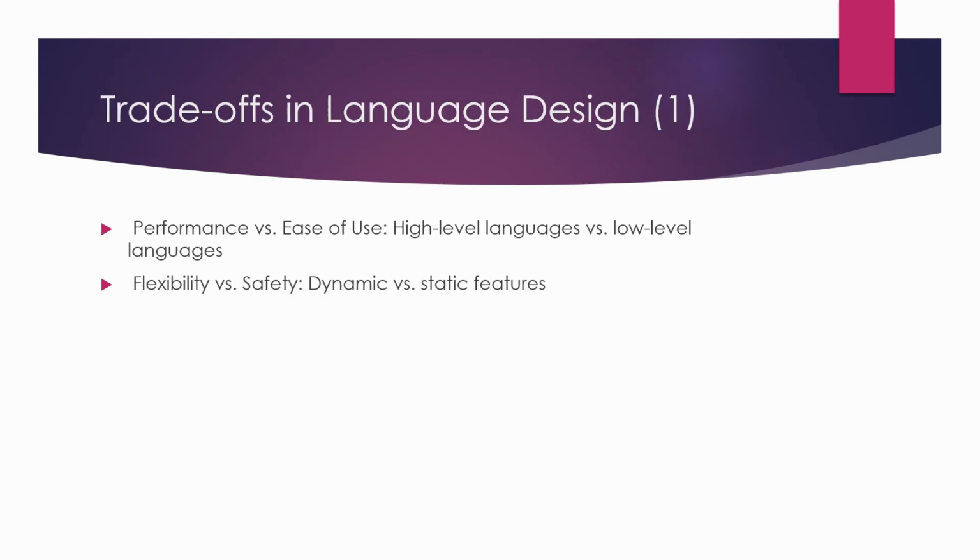In the design of a programming language, there are always trade-offs. For example, performance often comes at the cost of ease of use. High-level languages are easier to work with but may be slower, while low-level languages offer more control and better performance but are harder to use. Similarly, flexibility and safety must also be balanced. Dynamic typing can be more flexible, but static typing offers better safety.